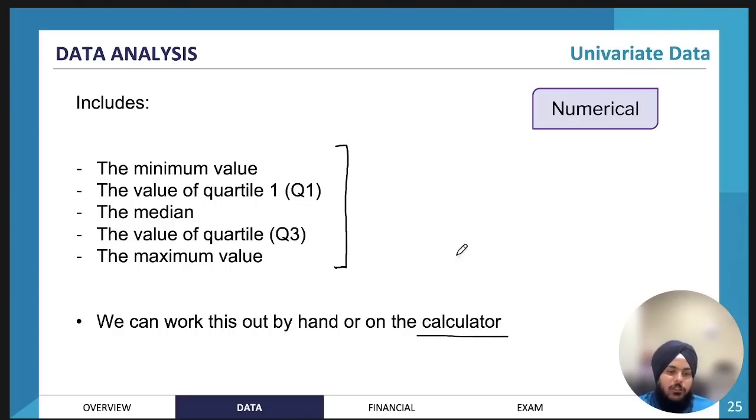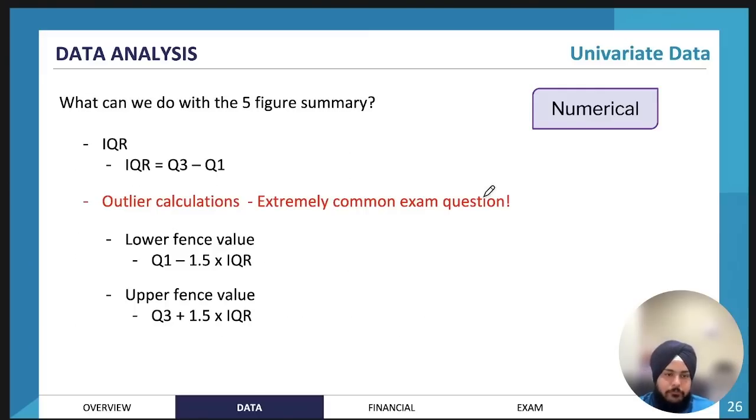You shouldn't even be spending time doing it by hand, it's just a waste of time in your exam. Usually it's under the univariate data analysis menu, which you all should be familiar with. So what can we do with the 5-number summary? Well, from the 5-number summary, we can calculate a whole bunch of other statistics. We can calculate the IQR, we can calculate the range, and we can do outlier calculations. These are extremely common questions on exam 2 specifically, which we'll come back to in a second.